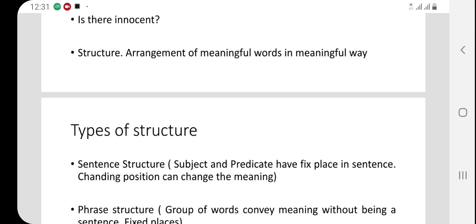Again, what is the meaning of the structure? The arrangement of meaningful words in a meaningful way. Yes, the words should be meaningful and they must be arranged in a meaningful way. Unless and until the words and the structures convey a proper meaning, we cannot say that the purpose of communication is accomplished or completed. To have the purpose of communication, we must have meaningful words and their arrangement should be in a meaningful way.